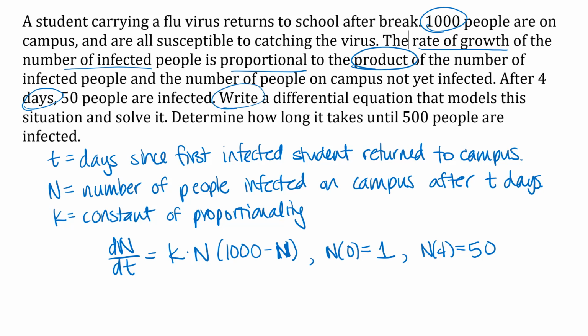That's part of what it asks us to do, write a differential equation that models the situation. And now we'll go ahead and solve it. So this is first order, nonlinear, because when I multiply out that right-hand side, I'm going to have n times n, so an n squared. It is a separable differential equation, though, so I can solve this using the method of separation of variables that we've just recently looked at.